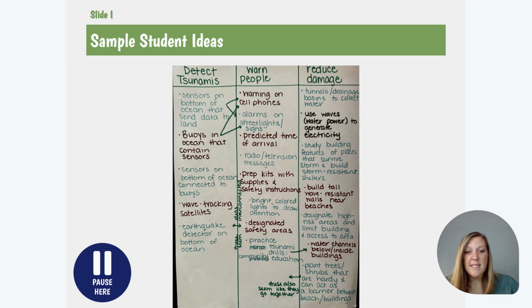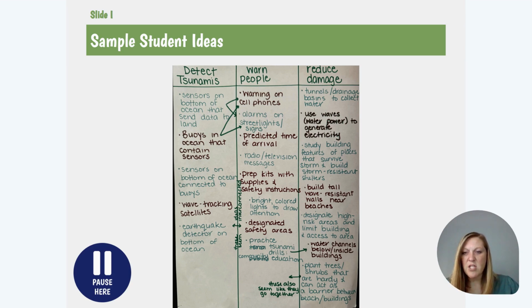So take a look at this slide. We have some sample student ideas from another class of some ways that we could detect tsunamis, warn people of them, and then also reduce damage from them. It looks like there's several ideas that have been recorded for each of those categories.